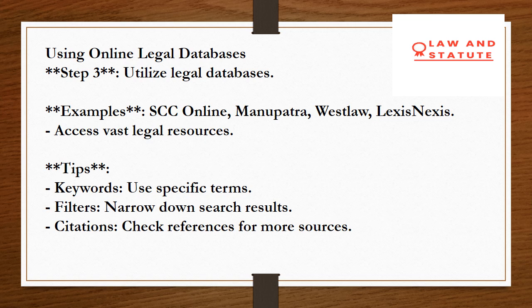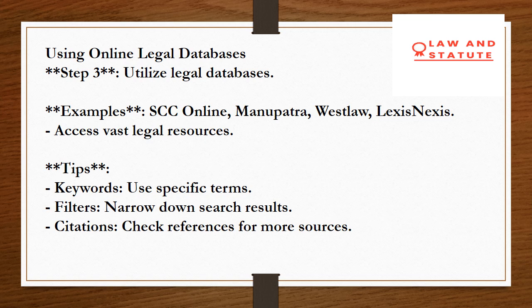The third step is utilizing online legal databases. Examples of these databases are SCC Online, Manupatra, Westlaw, LexisNexis, Phoenix Legal, Law and Statutes. These databases provide access to vast areas of legal resources. When searching these databases, use specific keywords to find relevant information, utilize filters to narrow down search results, and check citations to discover more sources. So whenever you click on a citation, you will get to know more sources. That's one of the easiest ways to find sources.